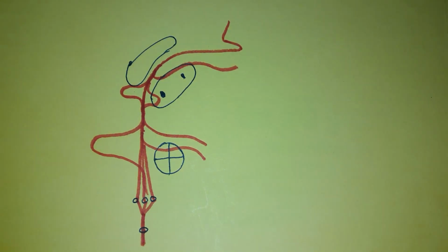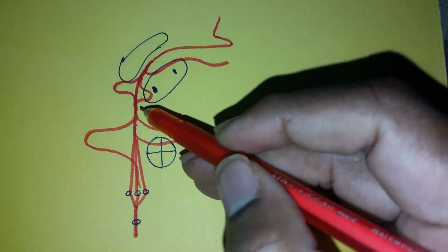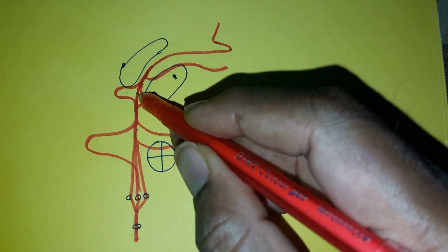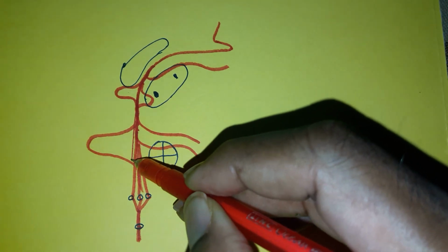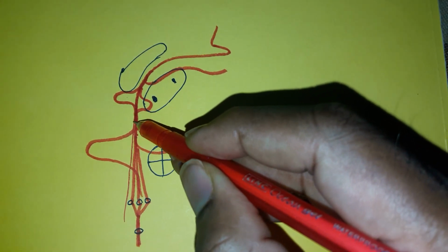And the last variation is, this vertical part of the facial nerve is so thin, it is atrophic.